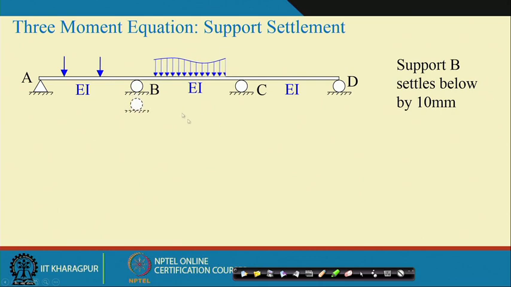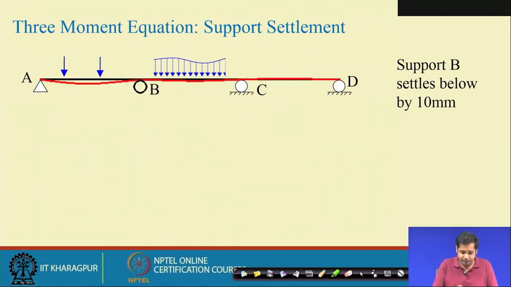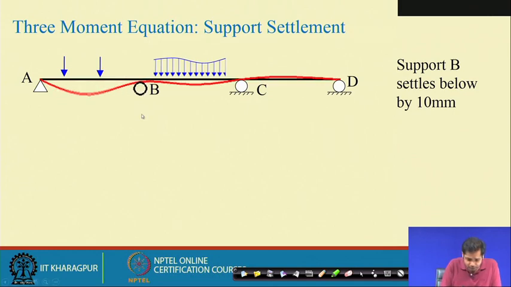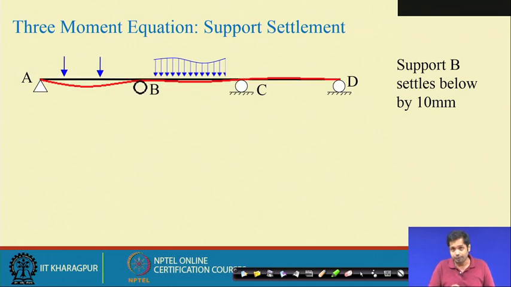Suppose, in this case, the support B, which was originally at this point, now settles like this, and the new position is B dash. Suppose delta B is the settlement of support B. Just to look at this, the red one could be the deformed shape. You can see that in the deformed shape the support B is also coming down. Because of the settlement of the support, the moment that is caused also needs to be accounted for.